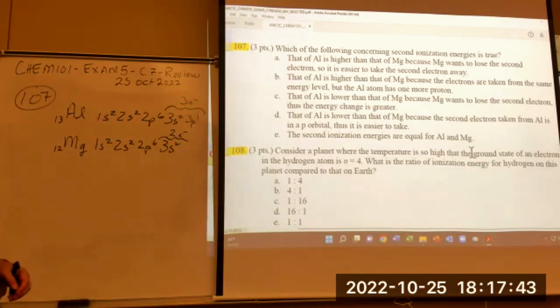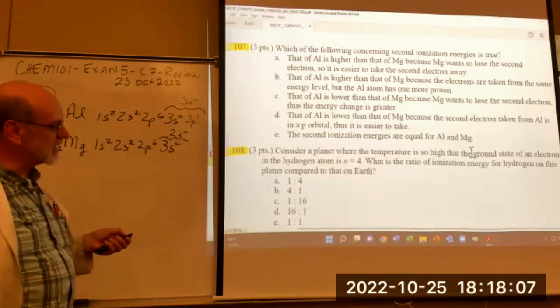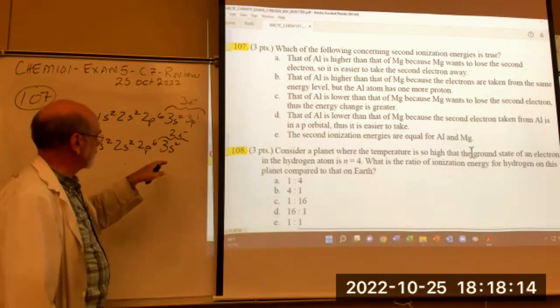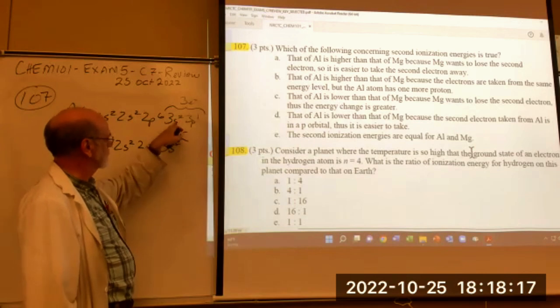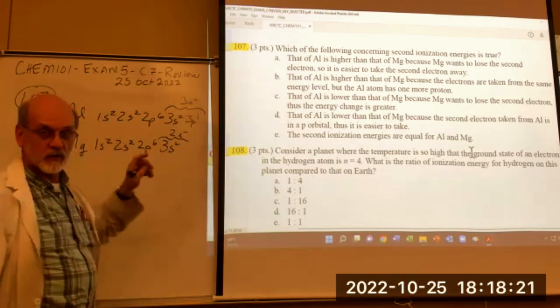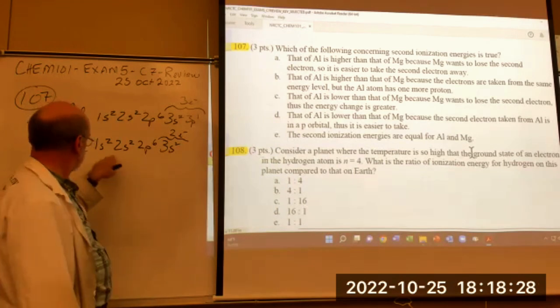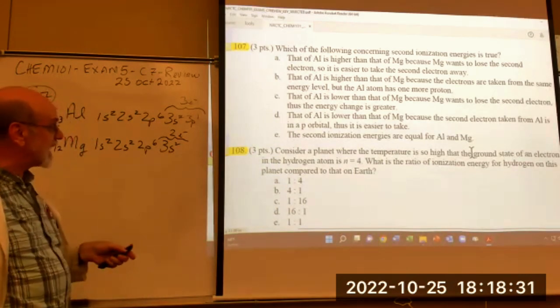Let's see what statements we have. Aluminum is higher than magnesium because magnesium wants to lose the second electron, so it's easier to make. No. Aluminum is higher than that of magnesium because the electrons are taken away from the same energy level, but aluminum atom has one more proton. That's a good candidate. If we look at the bottom first, the second ionization energies are not equal. Why? Because besides the fact that they're coming from the same orbitals, aluminum has one more proton, which makes the second ionization energy, as well as the first, higher than it is for magnesium. So E cannot be true.